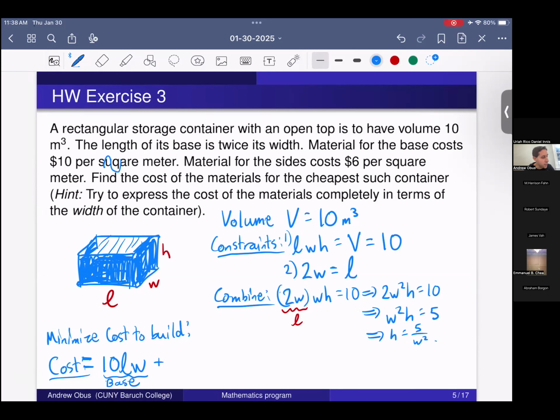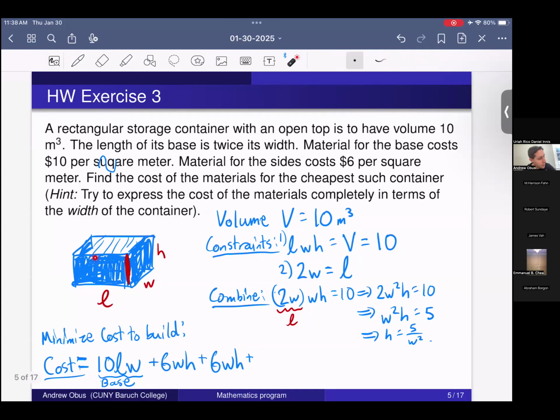Do you want to do the sides also? Robert, would you like to do the sides? Yeah, the question says the side cost is $6 per square meter. So the side would be the width times the height times 6. Right. So you have one side here, the width times the height, so we get 6 times width times height. And this side over here is also the width times the height. It's the opposite side, the same area. So we get another 6 width height.